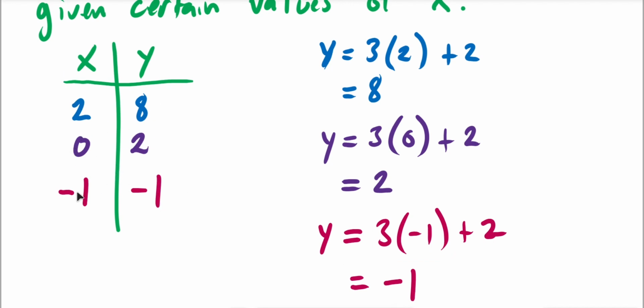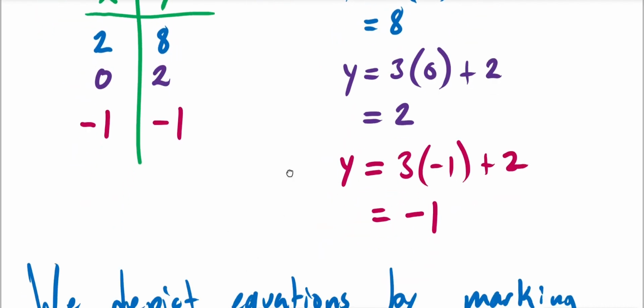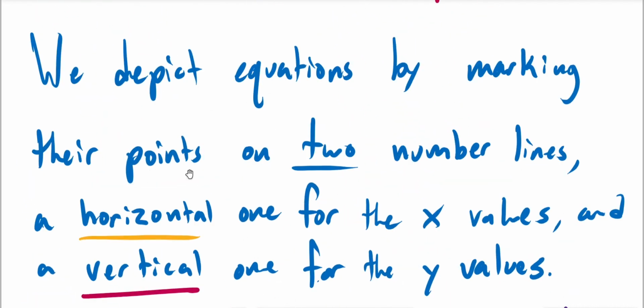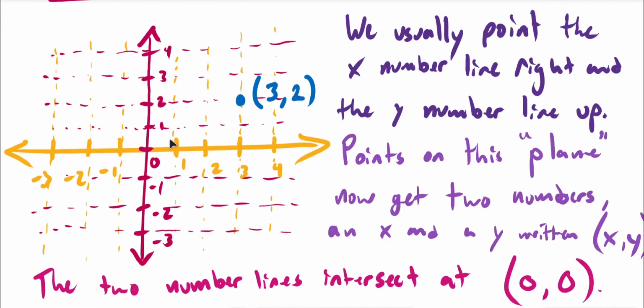So we have these pairs of points. We call them coordinate pairs. And they're sort of linked with each other. 2 should be thought of as linked with this 8. The way we're going to graph equations is by marking those pairs of points on 2 number lines. There'll be a horizontal number line for the x values and a vertical one for the y values. Before we do that, let's just mark a single point.